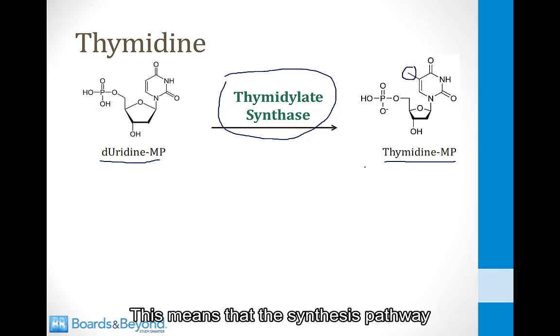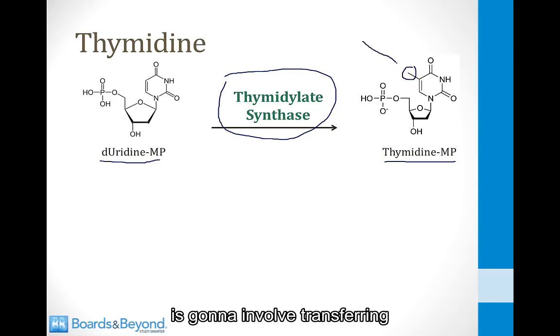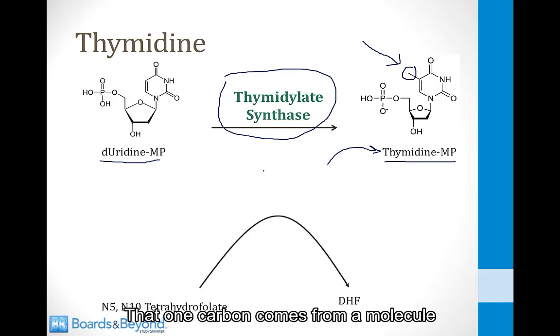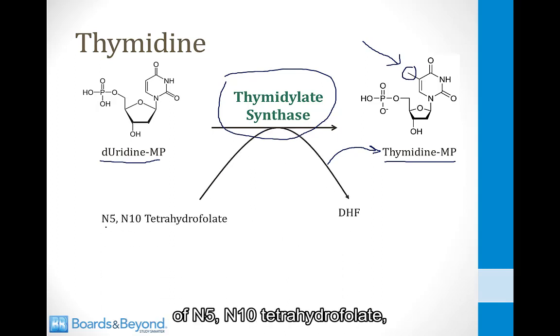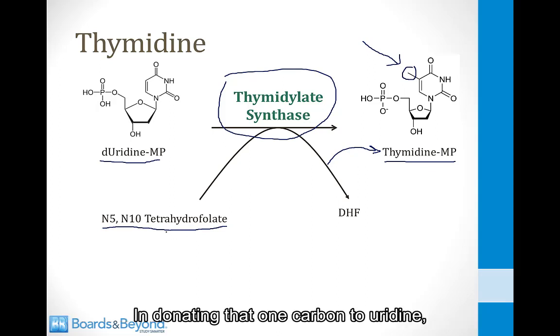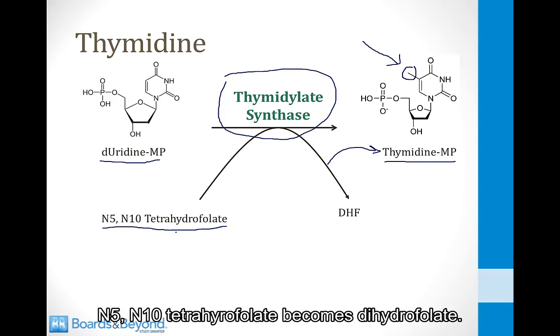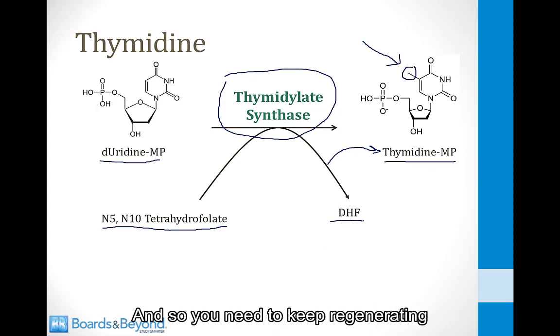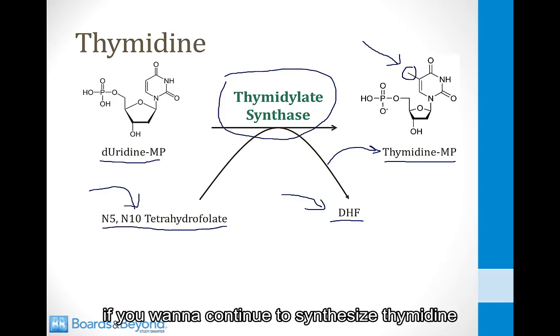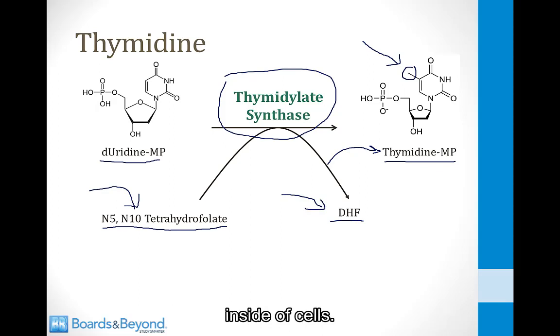This means that the synthesis pathway is going to involve transferring this one carbon to uridine so that you can synthesize thymidine. That one carbon comes from a molecule of N5-N10 tetrahydrofolate. This is a molecule that is derived from the vitamin folate. In donating that one carbon to uridine, N5-N10 tetrahydrofolate becomes dihydrofolate, and so you need to keep regenerating N5-N10 tetrahydrofolate from dihydrofolate if you want to continue to synthesize thymidine inside of cells.